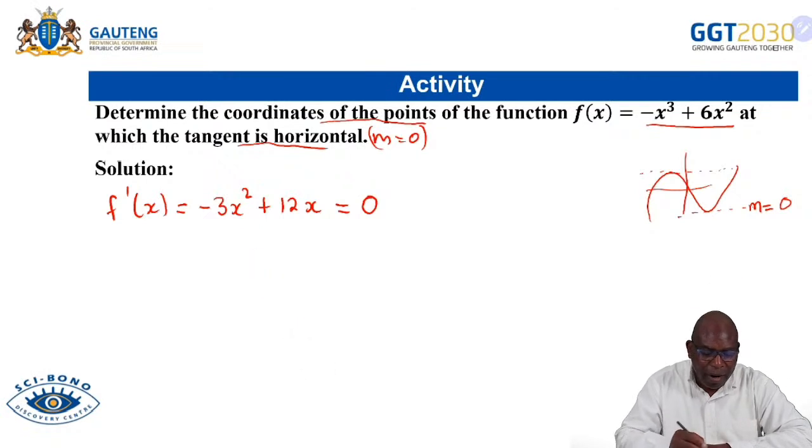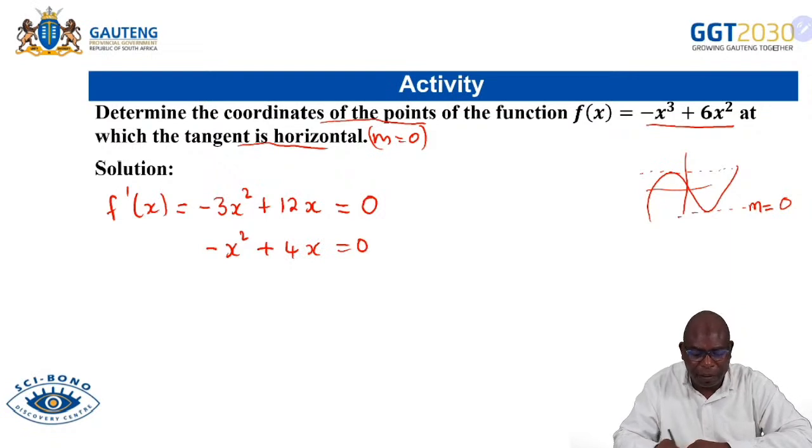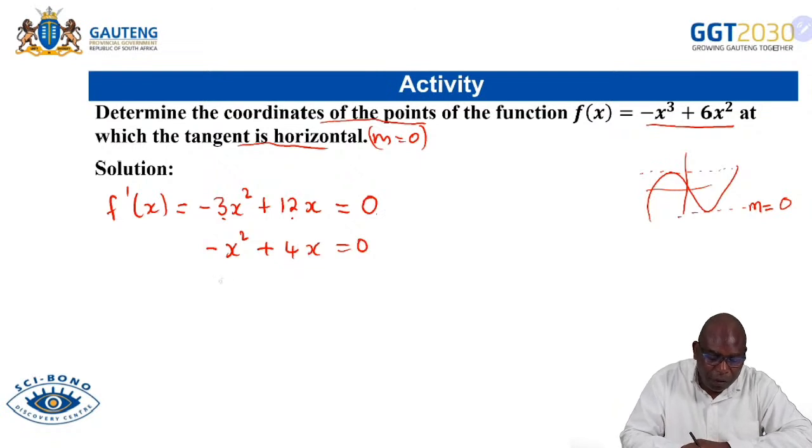Alright, now I have this, so I'm going to work out my values of x. So I'm going to have negative x squared plus 4x equals 0. What did I do there? I've just divided throughout by 3, so that I can divide that by 3, and that by 3, and that by 3, I get there. Now from here, I'm going to take negative x as a common factor. So I'm going to get x, negative 4, equals 0.